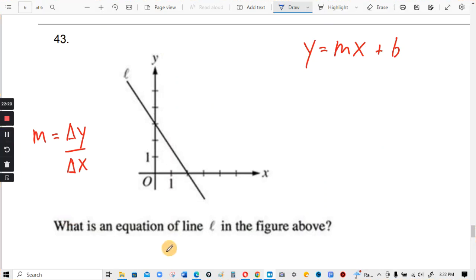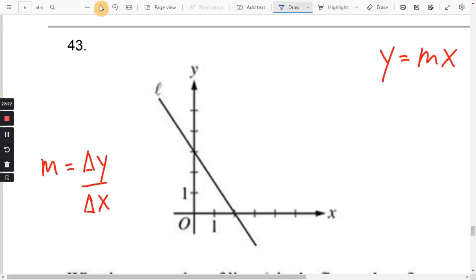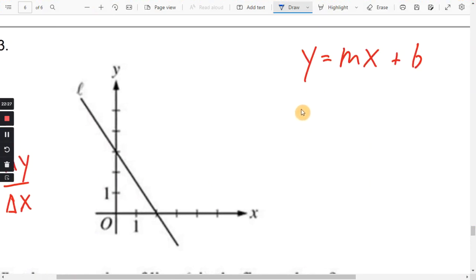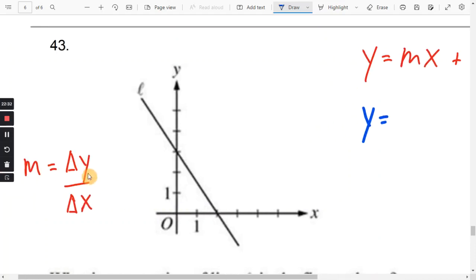Okay, 43, the equation of this line here. We're just going to do y equals mx plus b. So we start with the y. M is the slope. Change in y over change in x. All right, so I'm just going to go from one point to the other. You can go either way. You can go from here to here, or you can go from here to here. All right, I want to show you on the graph.